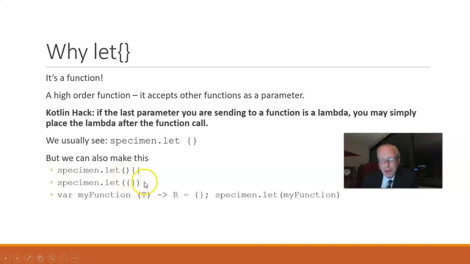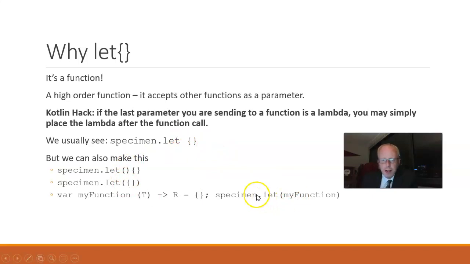Or another way we could do it is in Kotlin, we can assign a lambda or a function to a variable. So you see here, I'm making essentially a little lambda with nothing in it, but I'm assigning it to the variable myFunction, and then I'm passing that myFunction variable into the let function. Now, all of these are equivalent. Everything that you see here is equivalent, just different ways of doing the same thing.